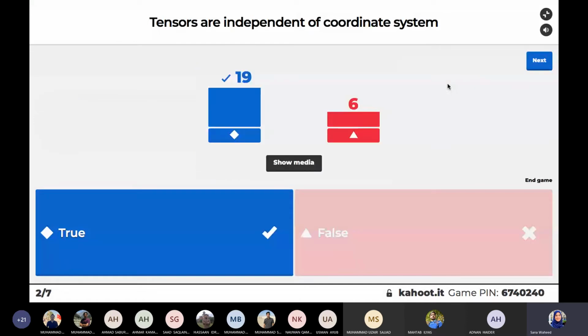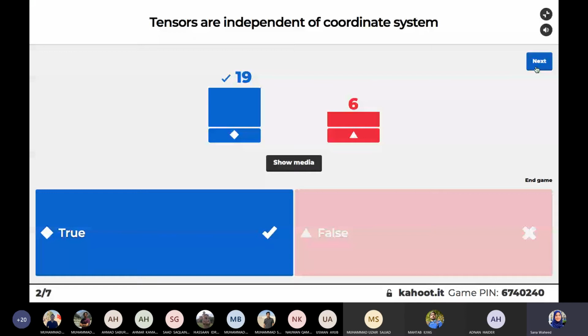Okay, Amir, well done. You're right at the top position, but very closely trailed by Osman. Who are these 6 people who think that tensors depend on a coordinate system? Nope. That was the fundamental definition of a tensor, that they are independent of the coordinate system. So good on the vast majority. Well done. Amir is still at the top.